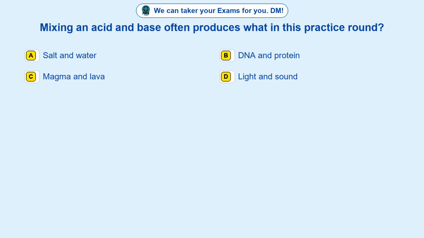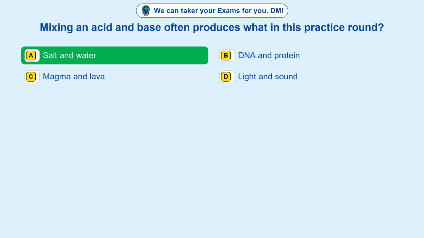Question 38. Mixing an acid and base often produces what in this practice round? Option A, salt and water. Option B, DNA and protein. Option C, magma and lava. Option D, light and sound. The correct answer is option A, salt and water.